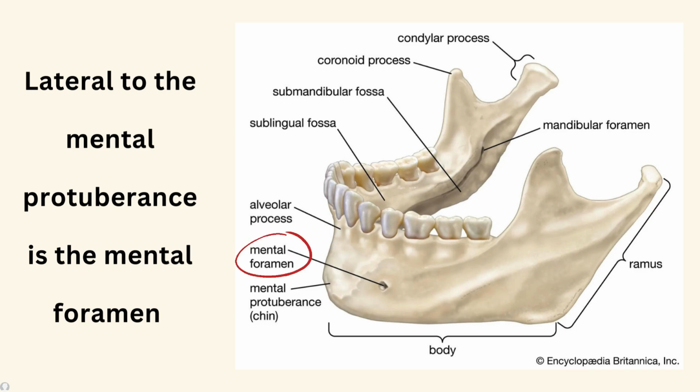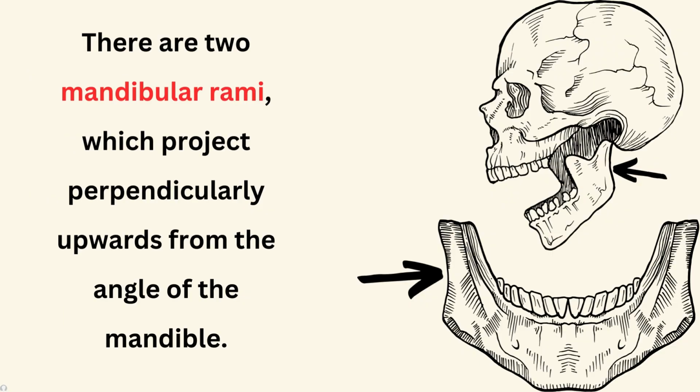teeth. Moving on to the second part of the mandible, the mandibular rami, which project perpendicularly upwards from the angle of the mandible. So the upward part is the mandibular rami, and the downward or horizontal part is referred to as the body of the mandible. So the body and the rami, the connection between them is referred to as the angle of the mandible.